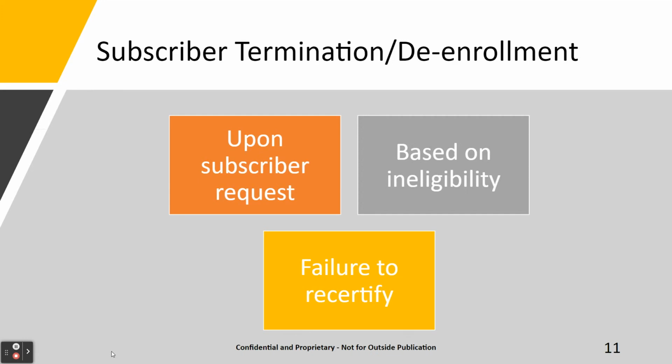Fourth, subscribers are de-enrolled if they fail to recertify. Subscribers have to recertify once a year that they are eligible for ACP Lifeline. USAC administers recertification, and in California, the TPA handles it. We can assist by providing reminders to our subscribers that they need to recertify. Subscribers who fail to recertify are de-enrolled by USAC or the TPA.